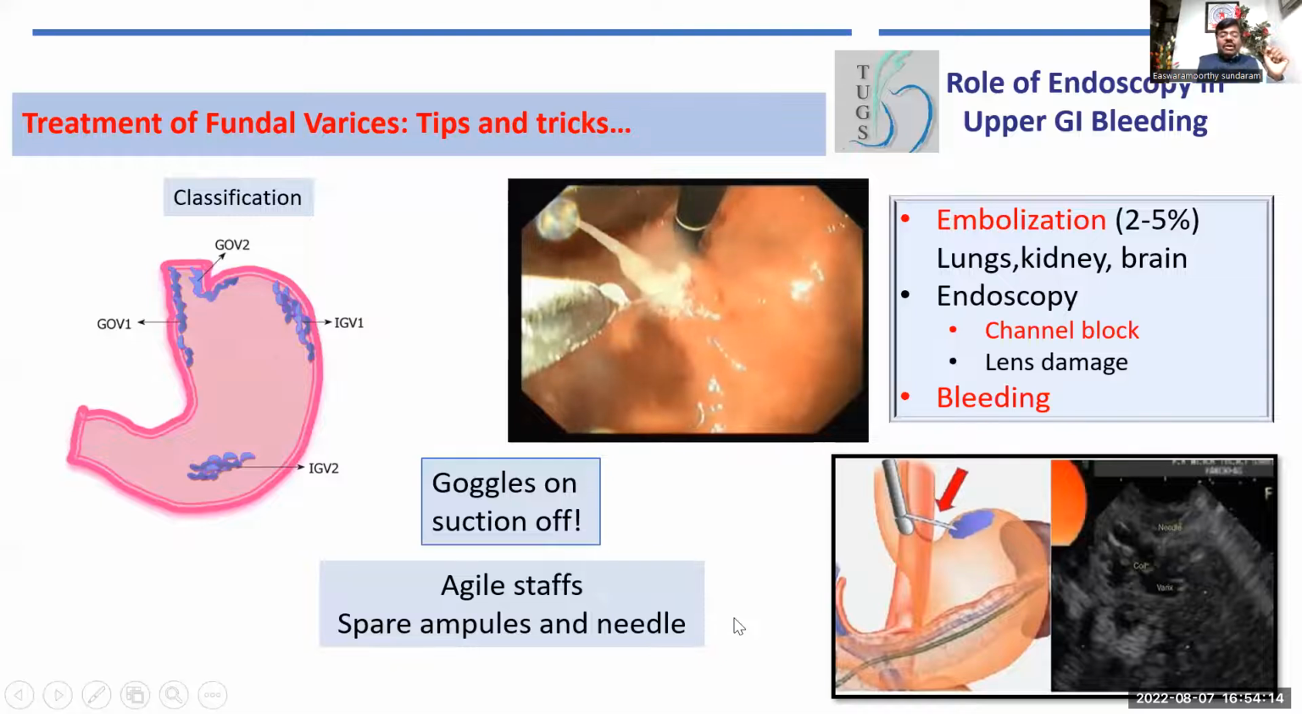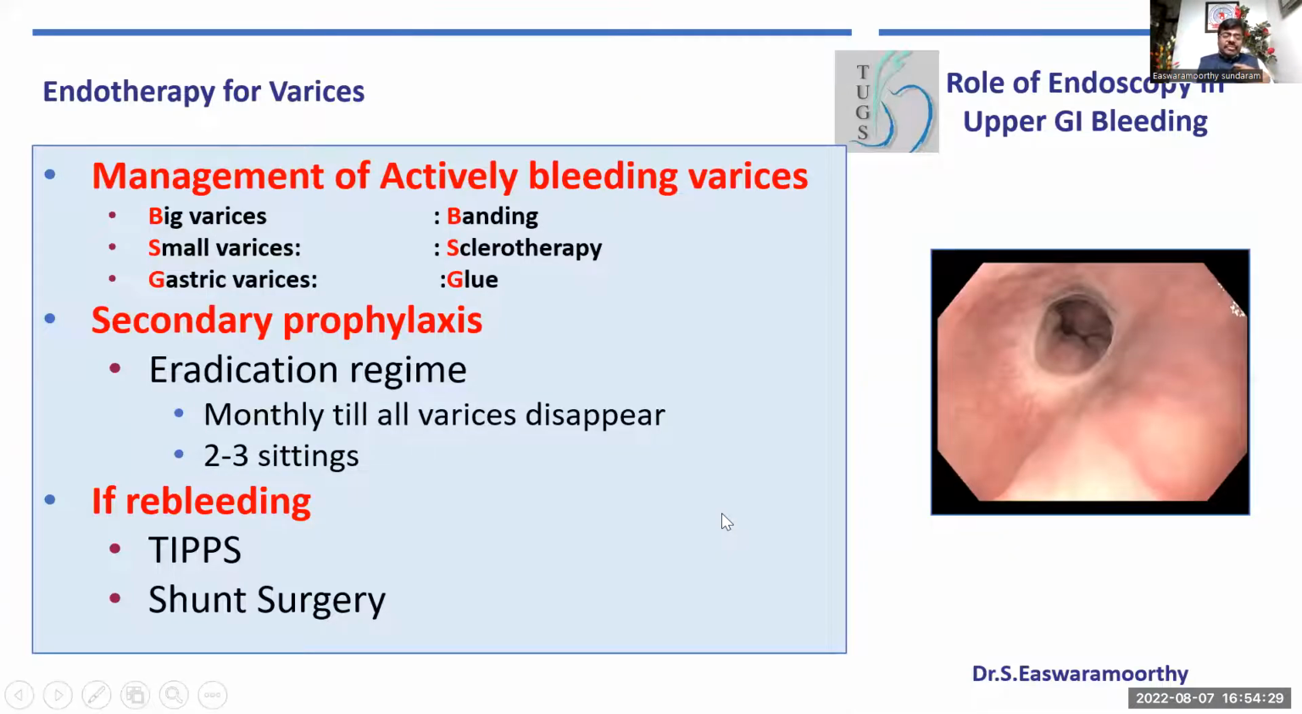Now, thanks to the endoscopic ultrasound-guided injection of these coils, they are available. I'm sure I'd like to learn. I don't do it personally, but I think it is now slowly establishing itself as a standard of care as far as endotherapy of the fundal varices is concerned.